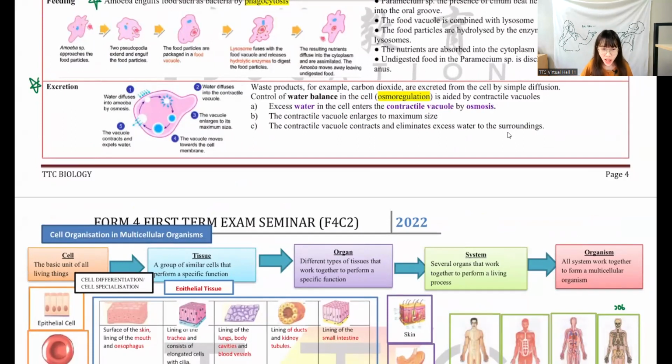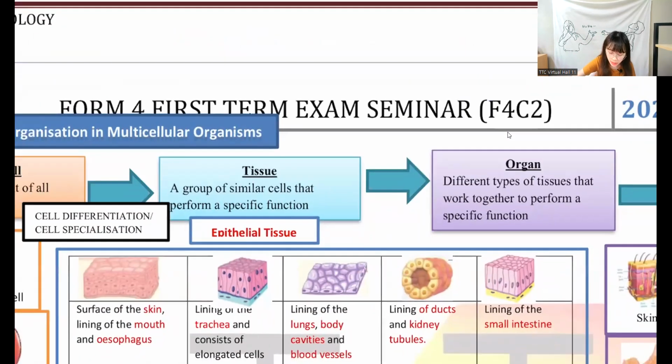So page 5, cell organization in multicellular organisms. We have a sequence over here: cell, tissue, organ, system, organism. What do we have to know from this sequence? We have to know what is tissue and what is organ. They always ask you what is tissue. You have to say tissue is a group of similar cells that perform a specific function. Organ is different types of tissue. This is the question they always ask in the exam.